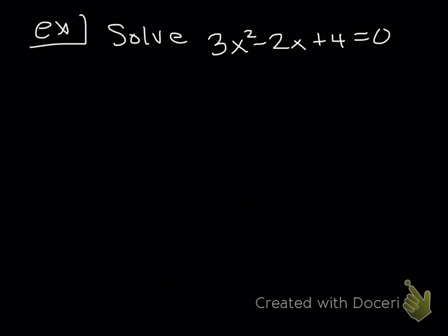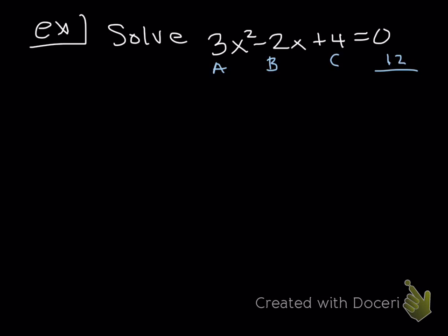So for our first example, the problem wants you to solve 3x squared minus 2x plus 4. So notice I'm in standard form, I'm equal to 0. When you look at this, if you try to factor, if I multiply a and c, I get a positive 12. And notice there's no combination that's going to multiply to be 12 and add to be a negative 2. So that means we definitely have to use the quadratic formula for this.